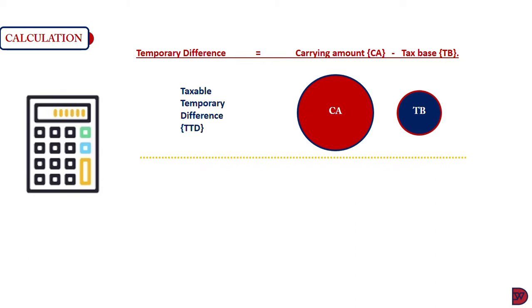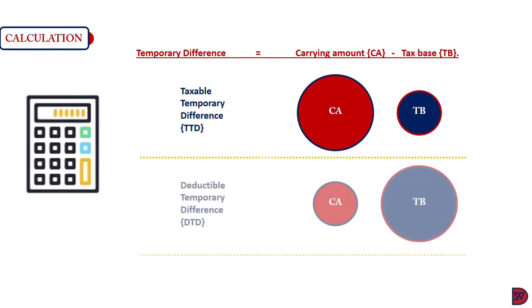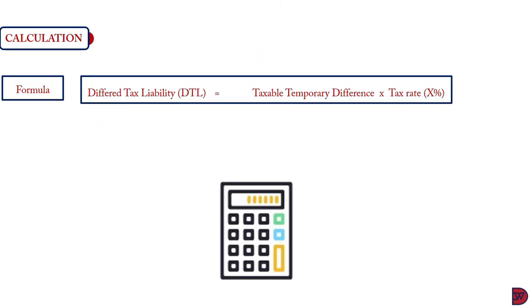Now let's look at the taxable temporary difference. This is the difference that occurs when the carrying amount is more than the tax base of an asset or a liability. The deductible temporary difference, on the other hand, is when the tax base is more than the carrying amount of an asset or a liability. Okay, so deferred tax liability will be the tax rate multiplied by the taxable temporary difference.